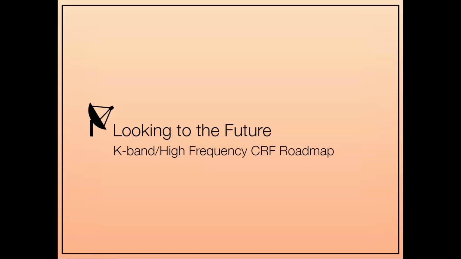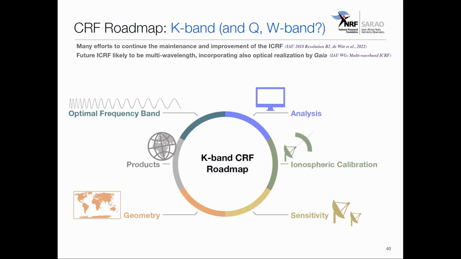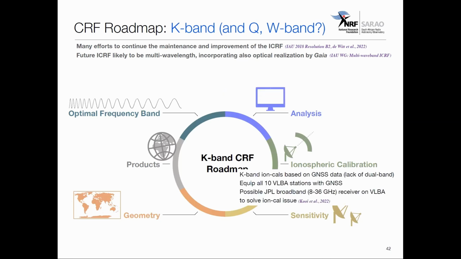Okay, then a roadmap for high frequency celestial reference framework. So there are many efforts to continue the maintenance and improvement of the International Celestial Reference Frame. We have a new working group that's looking towards ICRF4, and it's likely that this will be a truly multi-wavelength celestial reference frame that will also incorporate Gaia in this frame. In terms of our own work, we would like to improve some of our analysis at K-band, troposphere, ionosphere modeling, definitely correcting for the effect of source structure. Yes, the sources are more compact at higher frequencies, but we still have sources with significant structure. So correcting for the effects of source structure is one of the things we want to do.